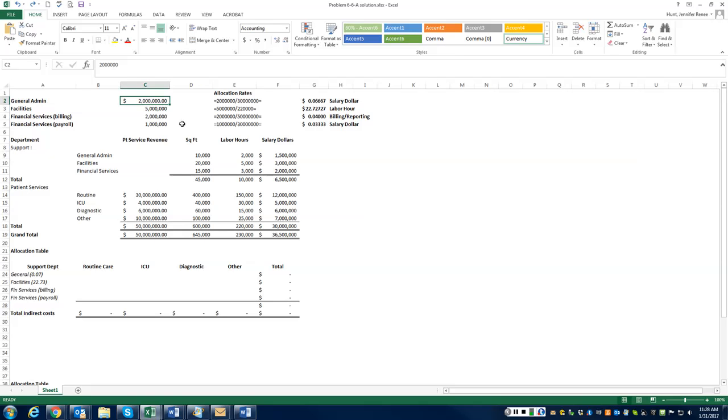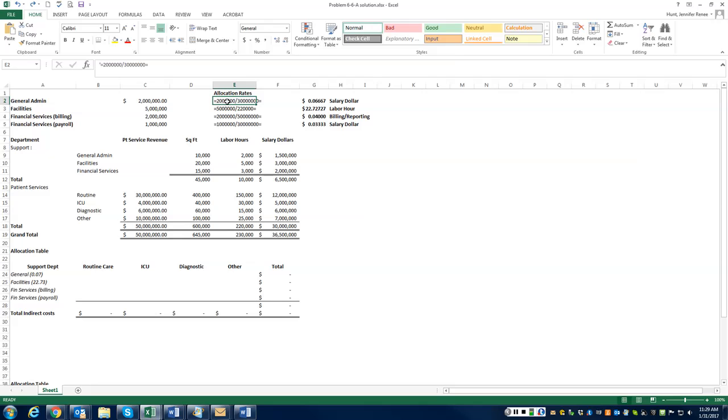So we have 2 million in costs for general administration, and I got the information again from the information listed right above question 6.3. But if you refer back up to 6.4, now we're going to use salary dollars as the cost driver for general administration. So all I've done here is set up my calculation. You can see here, but I typed it out so you could also see that view.